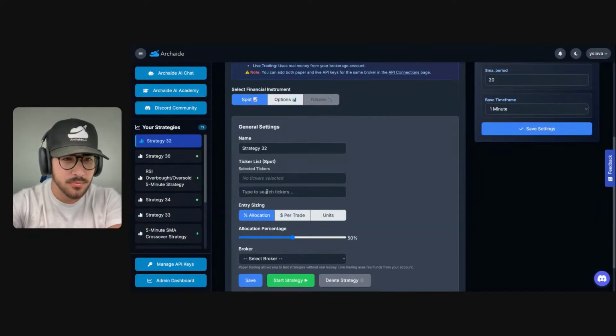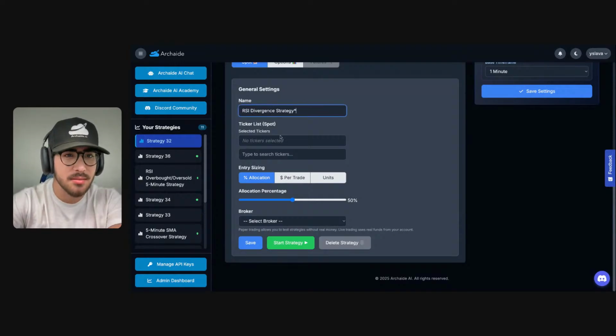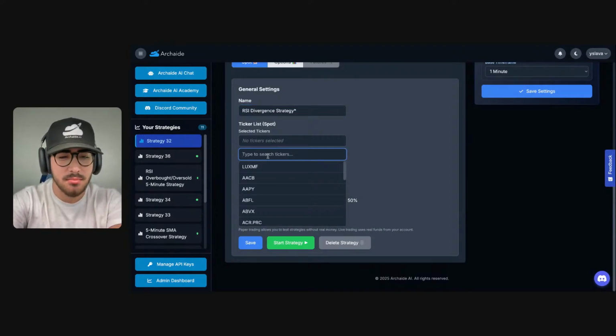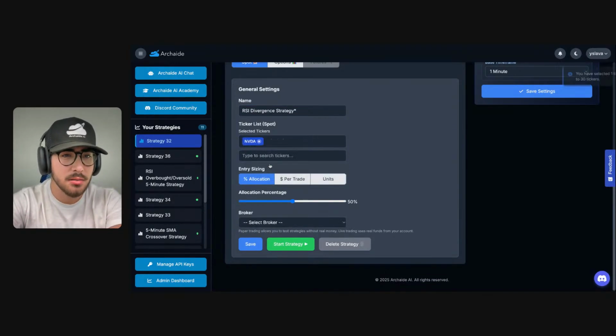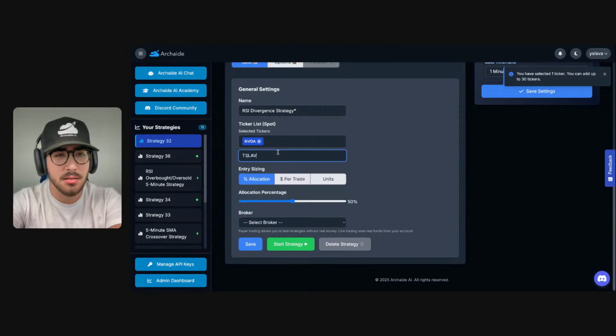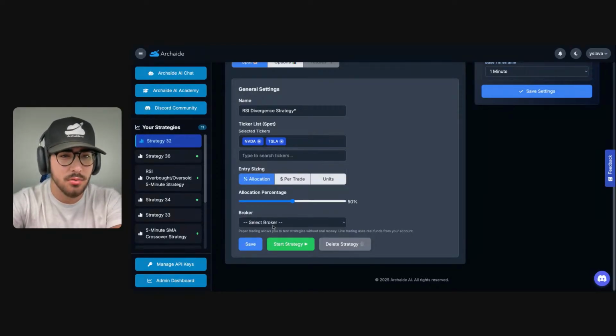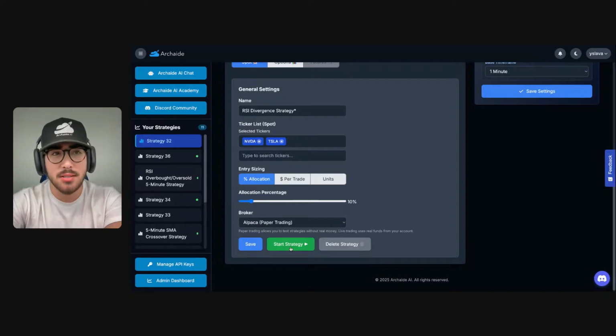Cool. So we want to rename this. I'm going to put this active on NVIDIA and Tesla. Cool. And then I'm just going to select my broker, which is my paper trading broker, and I'll make this 5% of my portfolio. Oh, fuck it, I'll do 10%. It's paper trading after all. And then literally all I have to do to launch this as a trading bot is press start strategy. So literally that simple.